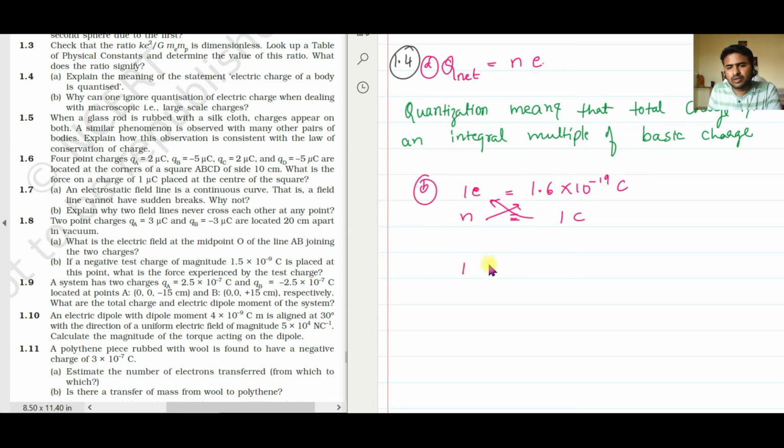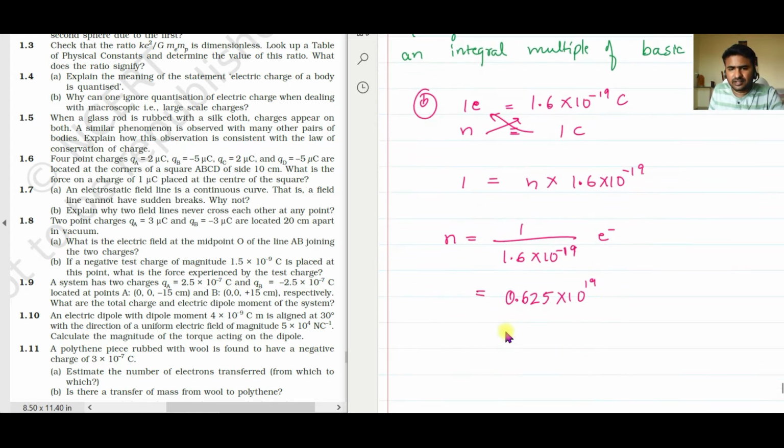So 1 must be equal to n into 1.6 into 10 to the power of minus 19. Then you will get n is equal to 1 divided by 1.6 into 10 to the power of minus 19 electrons. If you simplify this, you will get 0.625 into 10 to the power of 19 electrons, and that's nothing but 6.25 into 10 to the power of 18 electrons. These many electrons will give you 1 coulomb.